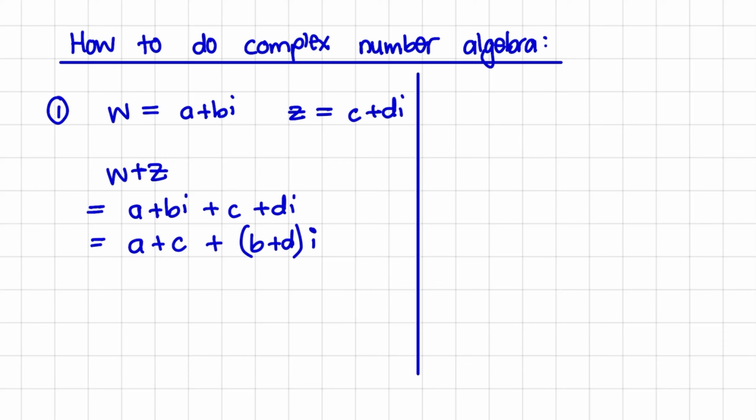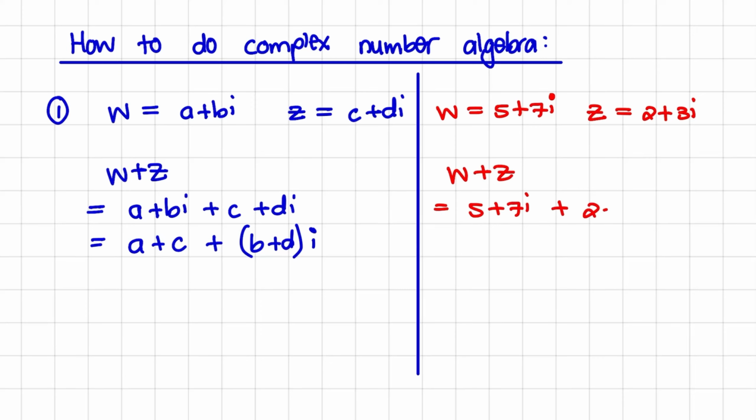Let us look at a simple example. Let us say that W is equal to 5 plus 7i and Z is equal to 2 plus 3i. So if we want to add W with Z, we will have 5 plus 7i plus 2 plus 3i. And I can add like terms together.